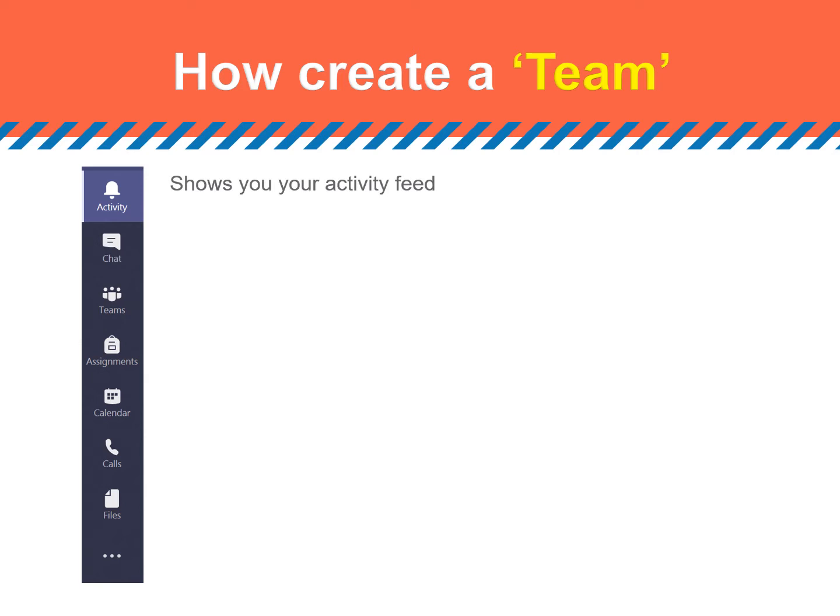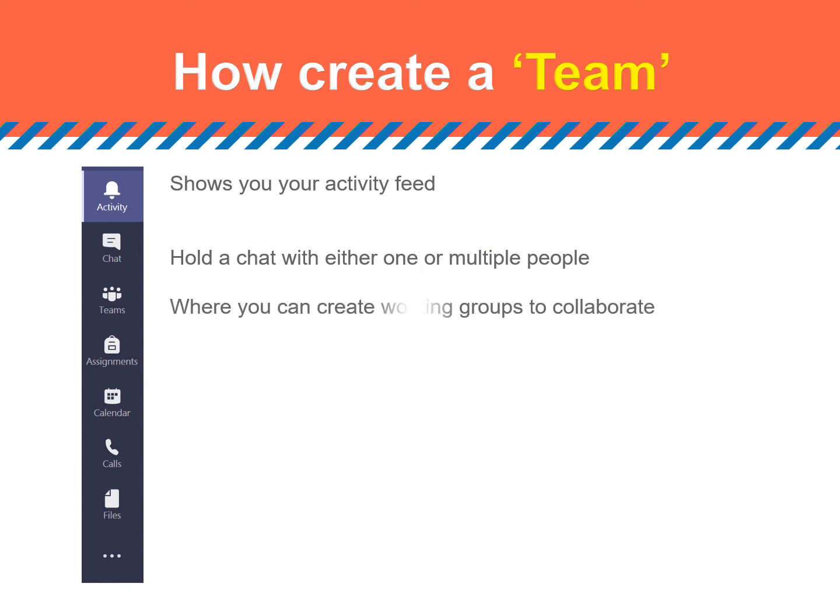Now we have activity. Activity shows your activity feed, so it shows you all of the different groups and individuals that you're interacting with. It records your conversations so that you're able to see and have a record of all of that dialogue that you've been having. We have chat. This allows you to hold a chat with either one person or with multiple people. Great for being able to keep communication going, and also, as we're about to see in a minute, to be able to share important documentation.